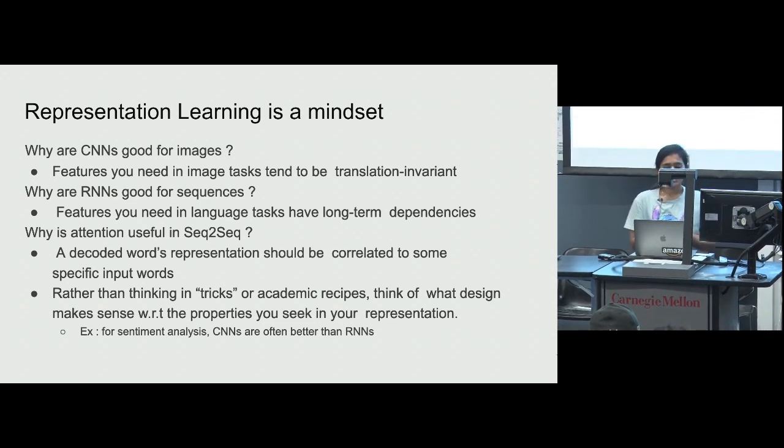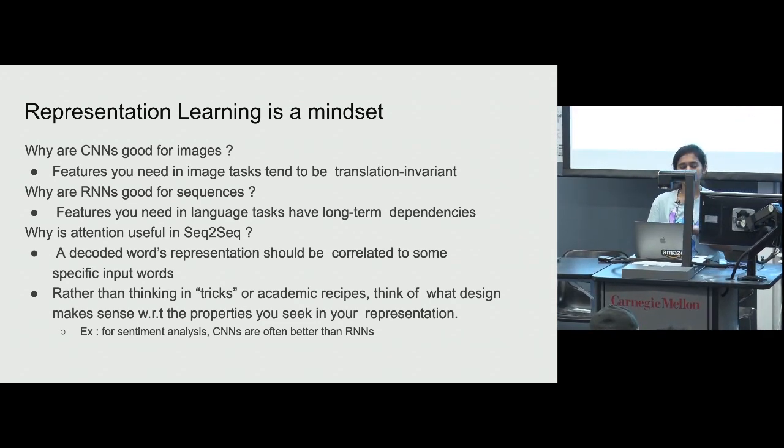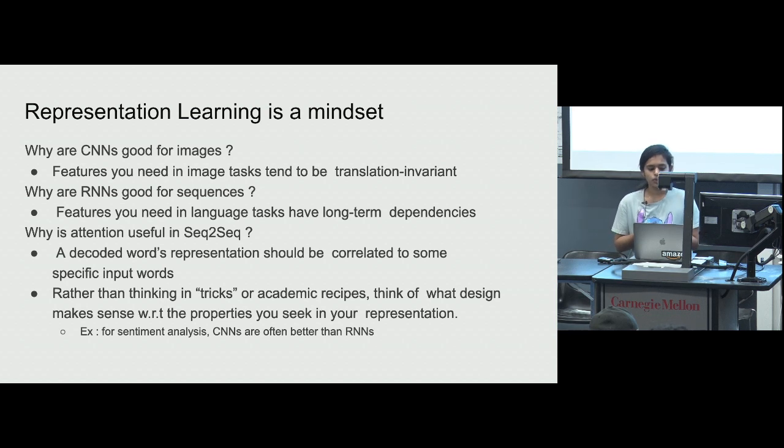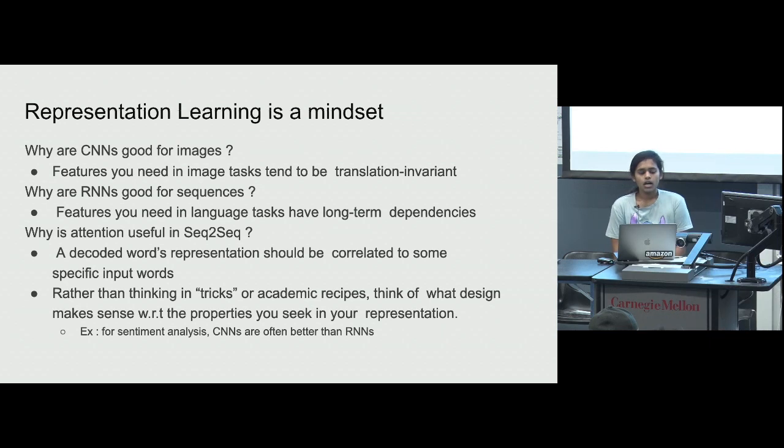And why do we use attention in sequence-to-sequence models? If you've already started sequence-to-sequence, then you'd probably know. When you start using sequence-to-sequence, which is a part of your homework for part 2, you will realize that attention will come in very handy, because a decoded word's representation should be correlated to some specific input words. If any of you have gone back and seen attention, it generally means that every decoder time step can look at some particular words in the encoder and focus especially on them instead of looking at the whole chunk.